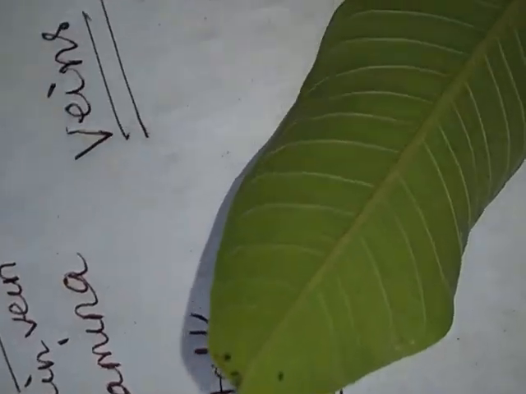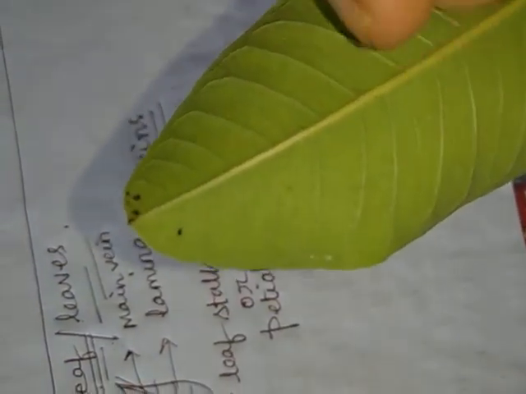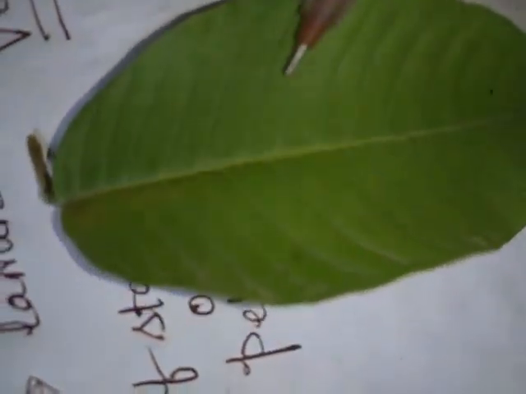Now if you watch properly, you can see that beside the main vein and the branch veins, there is also some venation within the leaf. When you look in between them, there are so many veins, and they form a network. This is called venation.